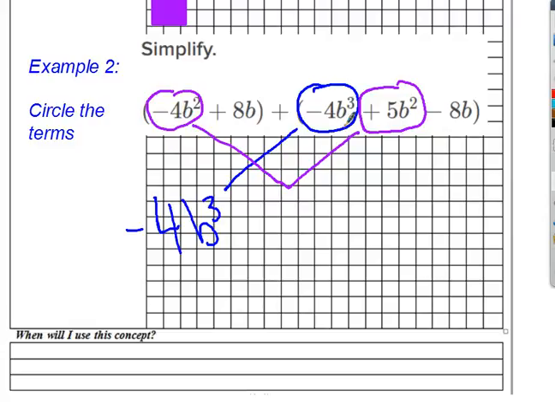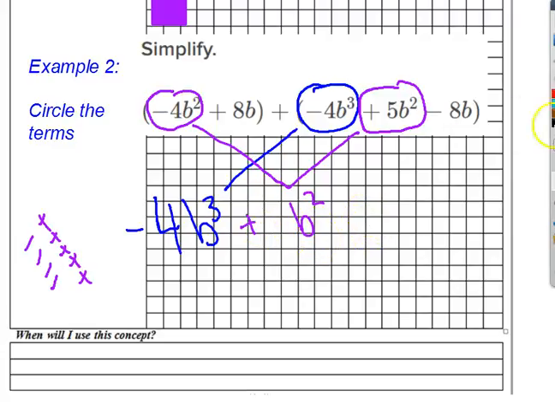If you have 4 negatives and 5 positives, how many more positives are there than negatives? 1. So 1b to the second power. That's an invisible 1, so I don't want to put it. Khan Academy, I believe, will count it wrong if you put invisible 1s. So just b squared or 1b squared, I guess, is okay.